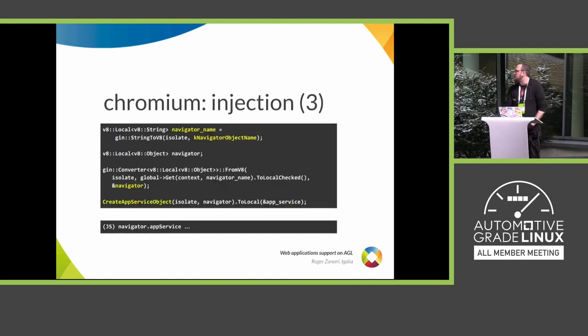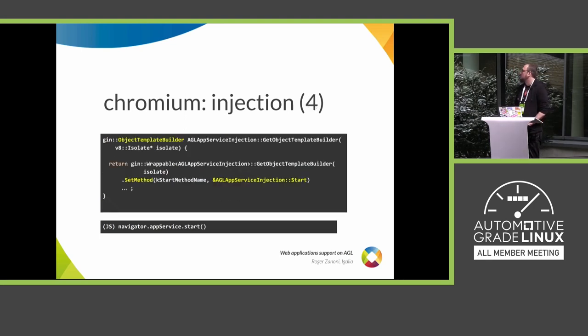And here is the parent. The parent is the navigator object. So we basically get a reference to this navigator object and inject our new object, the app service, into this object. And on JavaScript, we will be able to access navigator.appService.